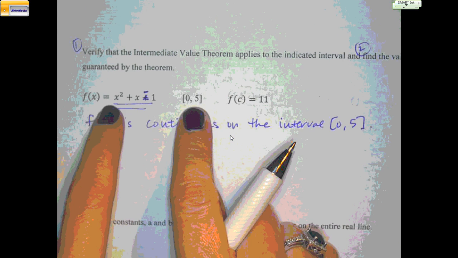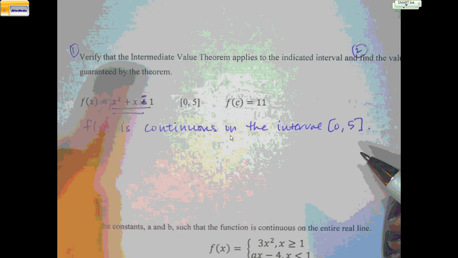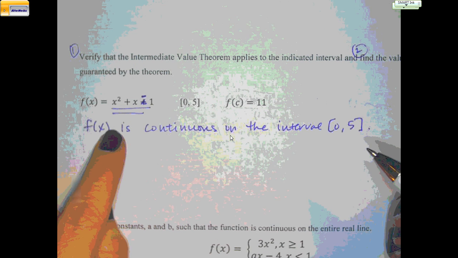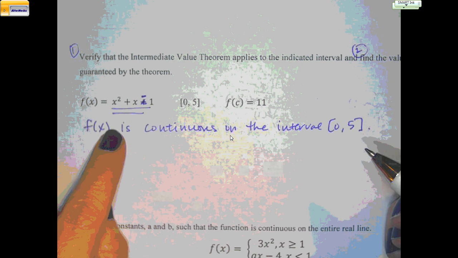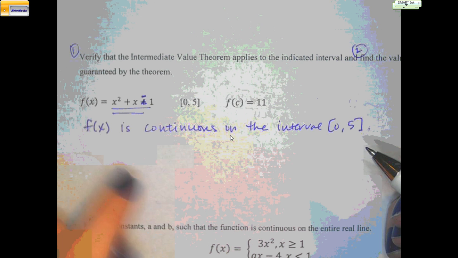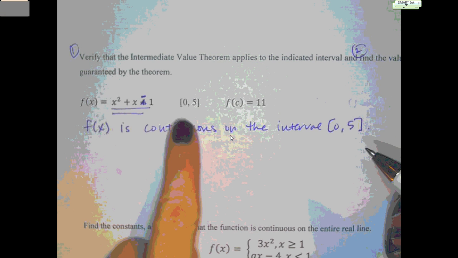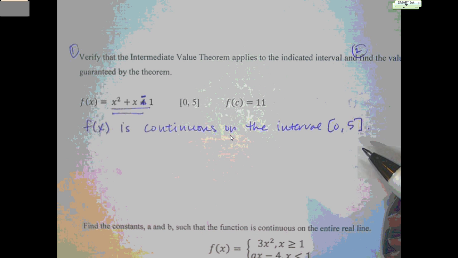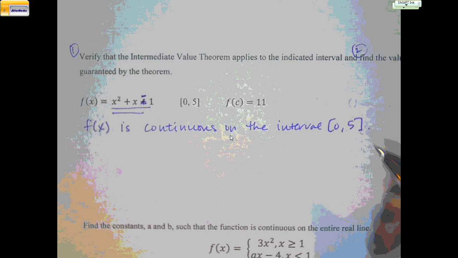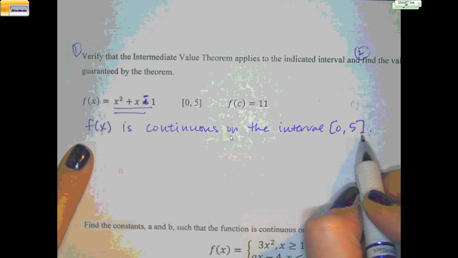But what if we had an equation, guys, right here, and let's say it was discontinuous at 9? Could we still write this sentence? Yeah, because the discontinuity wouldn't affect this interval. So just because there is a discontinuity doesn't mean that the intermediate value theorem won't work. Okay? So it's continuous from 0 to 5.